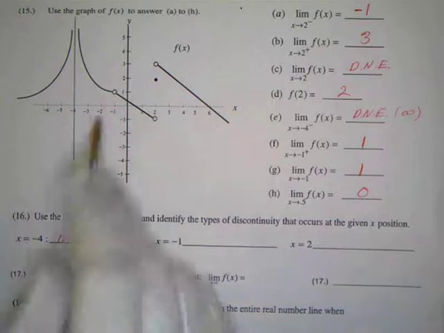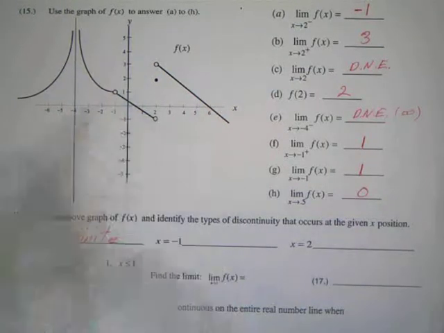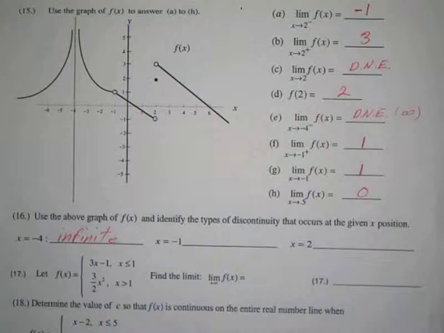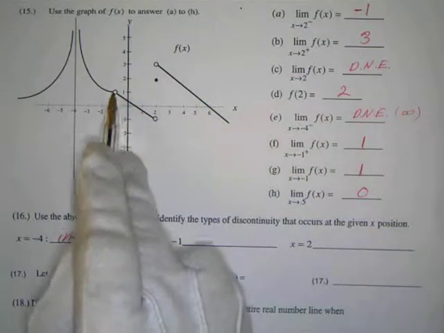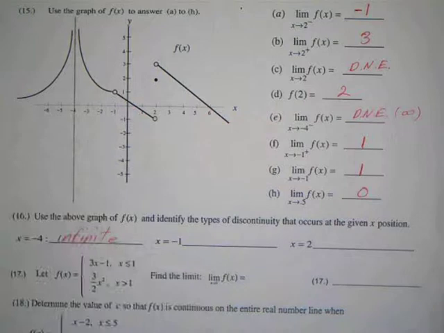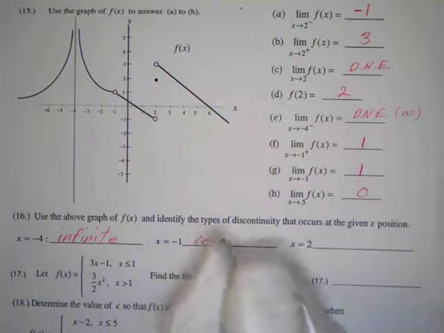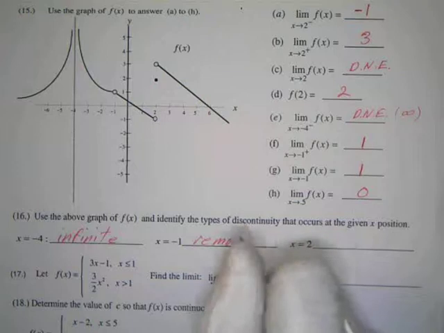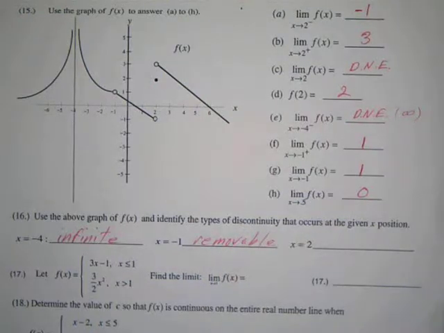When x is -1, looks like I can just fix that with a point if I fill a point in there. All right, the left limit equals the right limit, so the limit exists. And I can fill it in with just a point, so this is what we call removable. Because I can remove it by adding just one point.